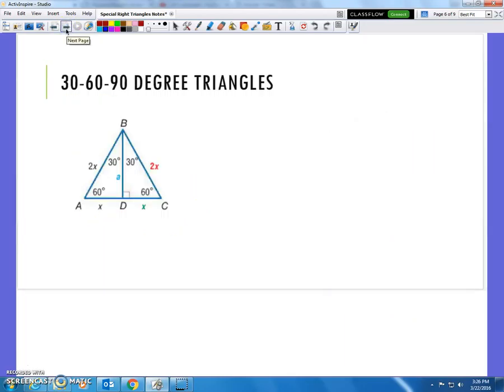Now let's take a look at the 30, 60, 90 degree triangle. There's also some special relationships here. However, there's different relationships because we don't have two legs that are exactly the same. But there is an important relationship here.